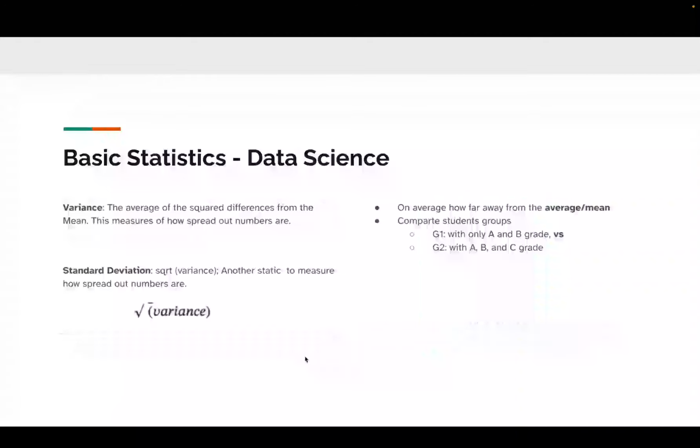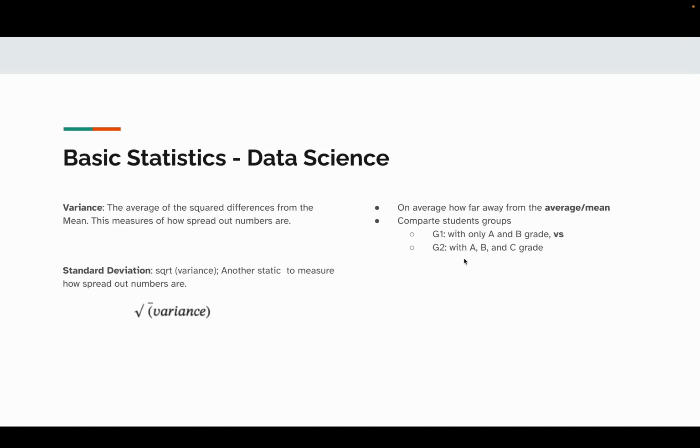Now we'll talk about variance and standard deviation. These are actually the same metric. Standard deviation is the square root of variance. So if you understand variance, you will understand the standard deviation. Variance or standard deviation represents how spread out your data points are. What is the spread? Let's take an example. There are 2 groups of students. In one group, people only got A and B grades. In the second group, the students got A, B, and C grades.